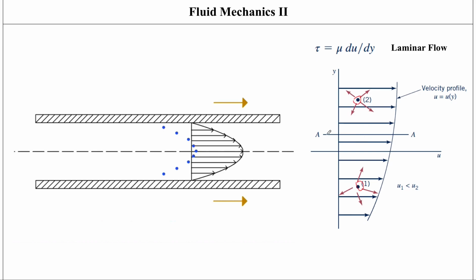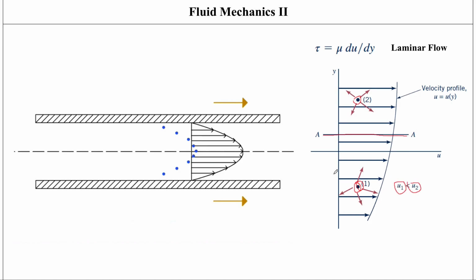So for example, if I was to take this plane and look at how this molecule would move across it, the molecules that are moving upwards from here have a lower velocity. They're coming from an area where the velocity is lower than the ones that are present here.